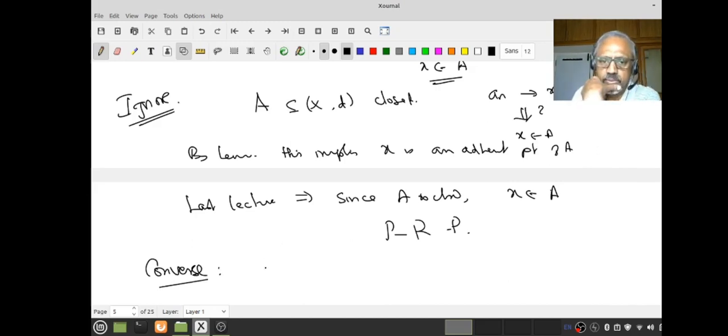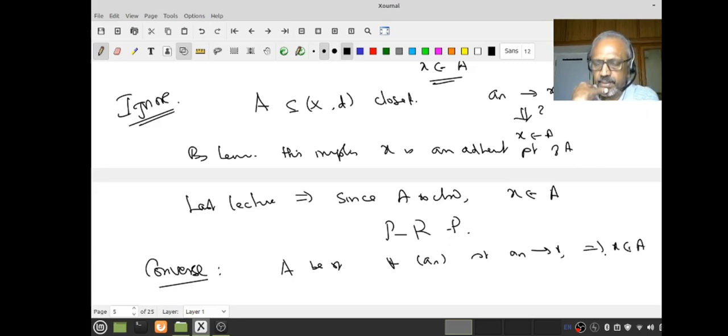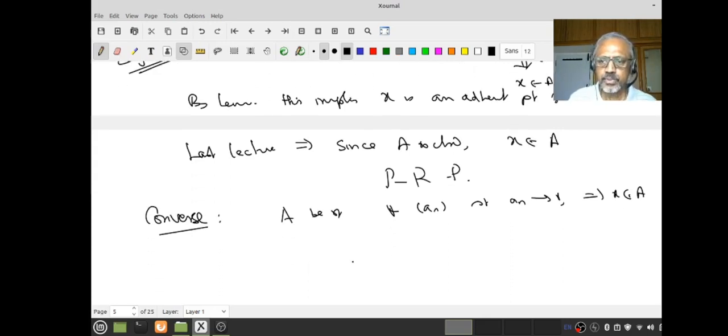So let's look at the converse. Let A be such that for every sequence a_n in A such that a_n converges to x, x is in A. I am given a set A. What is the property? You give me a sequence a_n in A. Assume a_n converges to x. Then what I want to claim? x is always in A. Then what should I prove? I should prove that A is closed.